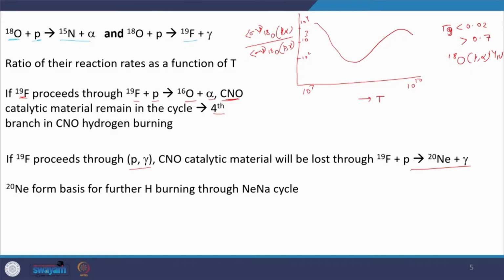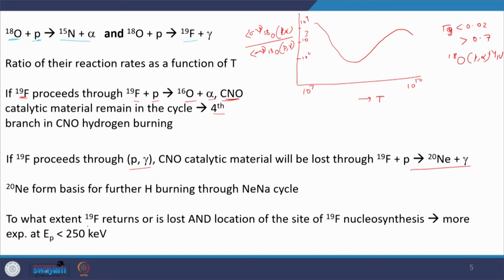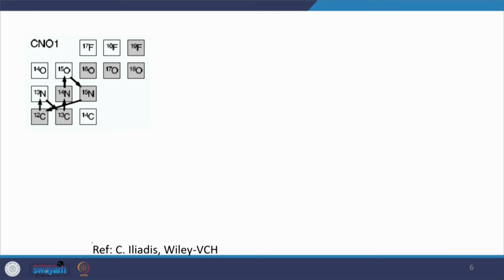Now, this neon 20 forms the basis for further hydrogen burning through the neon sodium cycle, which is interesting to understand for how different elements are formed. To what extent fluorine 19 returns or is lost, and the location of the site of fluorine 19 nucleosynthesis, depends on more experiments needed at proton energies less than 250 keV.